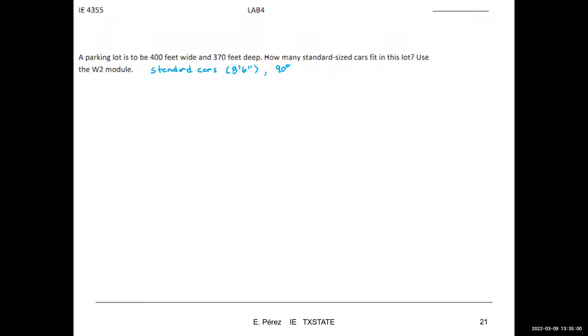So here you have two options. The dimensions are different for the wide and the deep. If you're designing in one direction, depending on the configuration you decide to split this facility, you might get more spaces than using a different configuration. So basically, if you have this 370 here and you split this way, you will get a specific number of cars. And then if you split it this way, you might get more. So that's what I'm trying to say. Either way, it's going to be right, okay? So you choose the configuration that you want to follow.